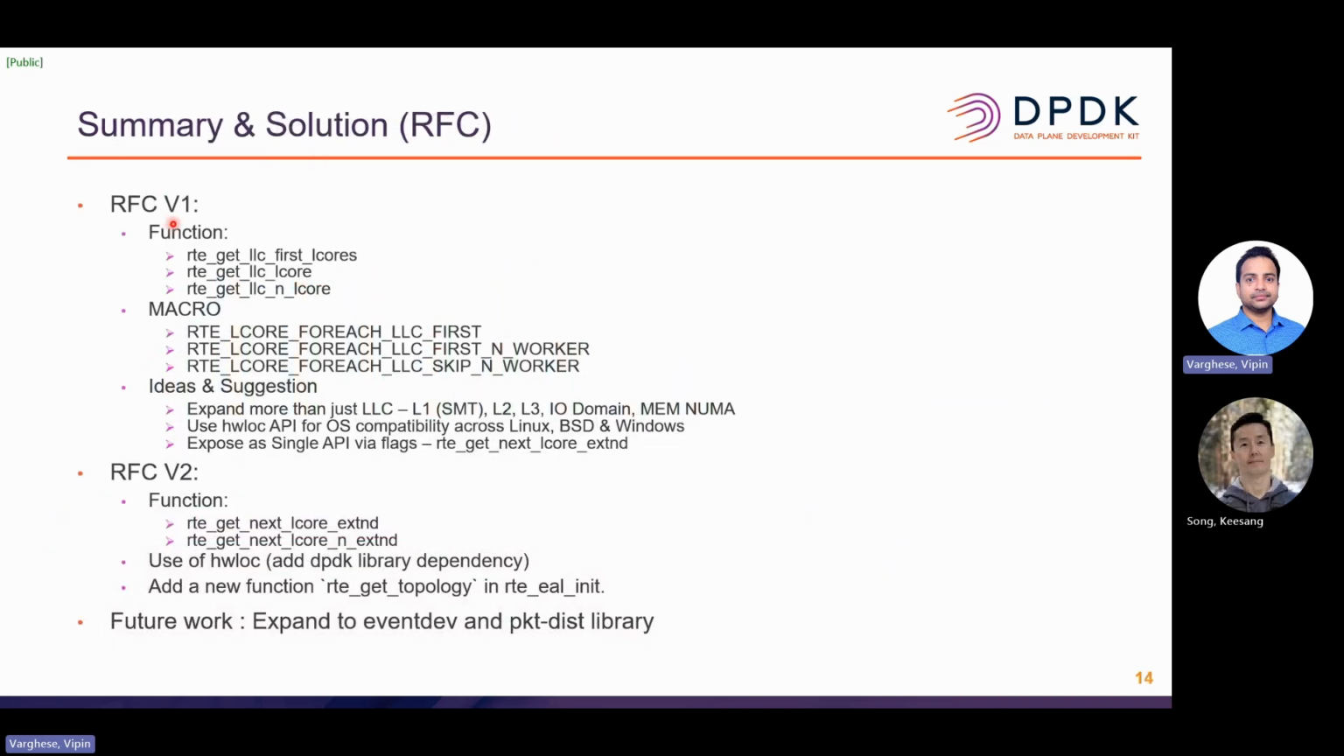Thus, we created an RFC V1 wherein we were doing rte_get for the first L cores, rte_get for all the L cores, and rte_get for the first or last N L cores, supported with a macro. The community came back to us and suggested a couple of changes. Do not just focus on LLC, why not focus on L1 and L2 and even the memory and IO domain, which was very valuable. The second opinion given was to try to make use of the hwloc library for OS compatibility across various distros and vendors like Linux, BSD, and Windows.